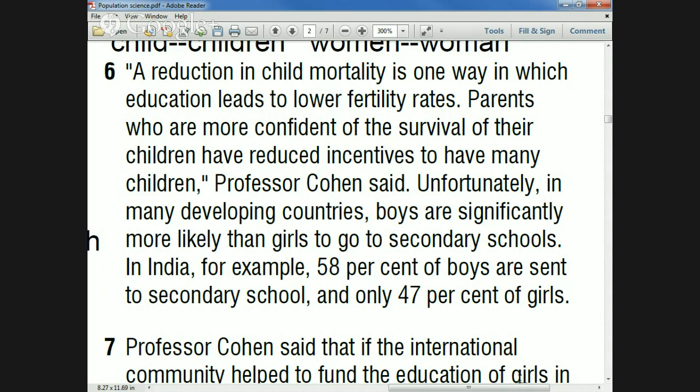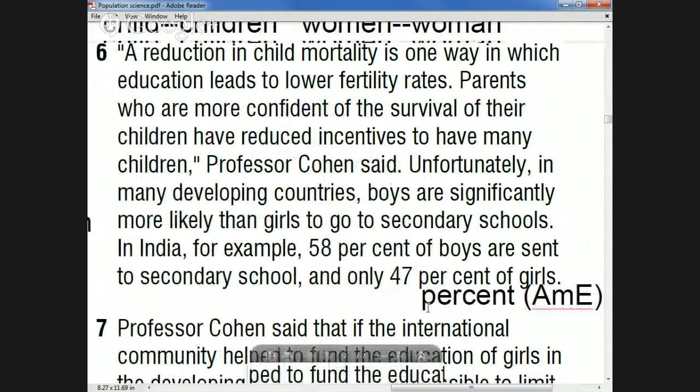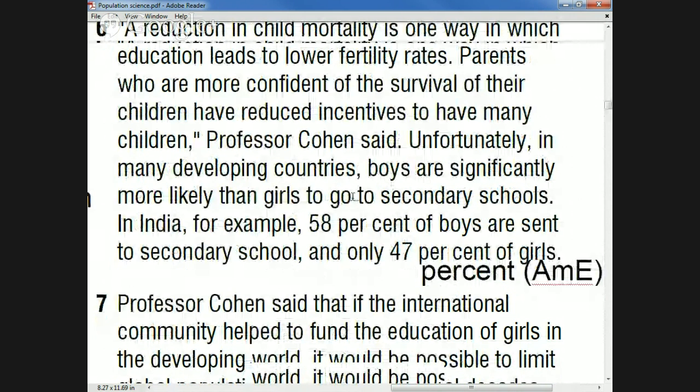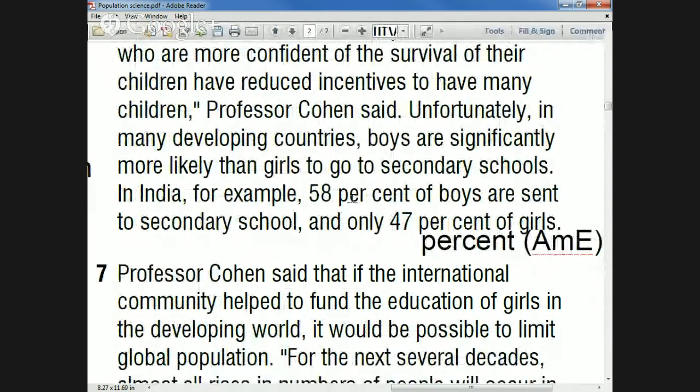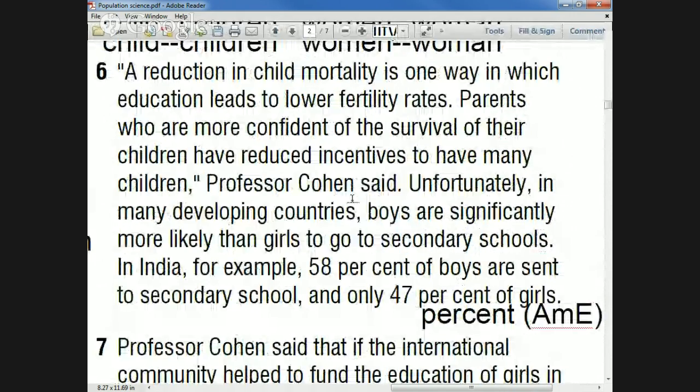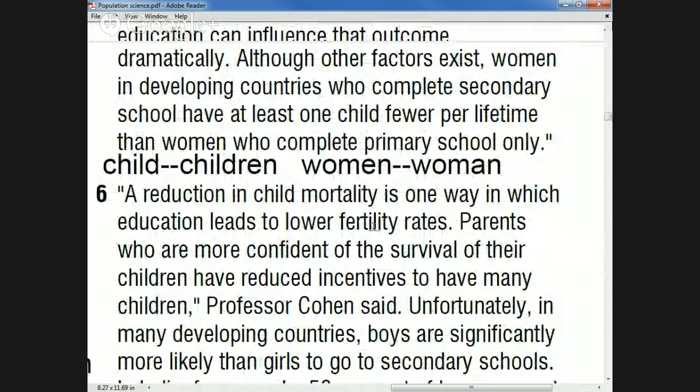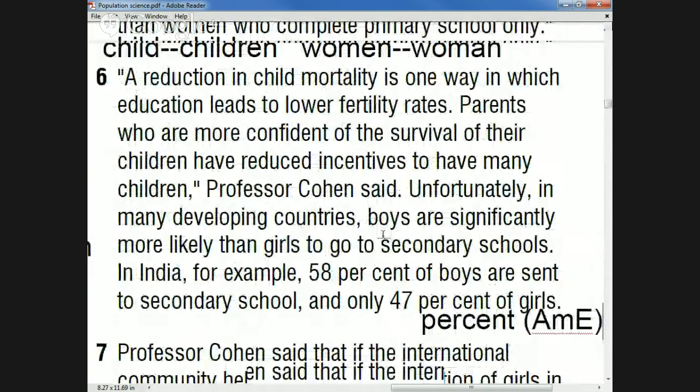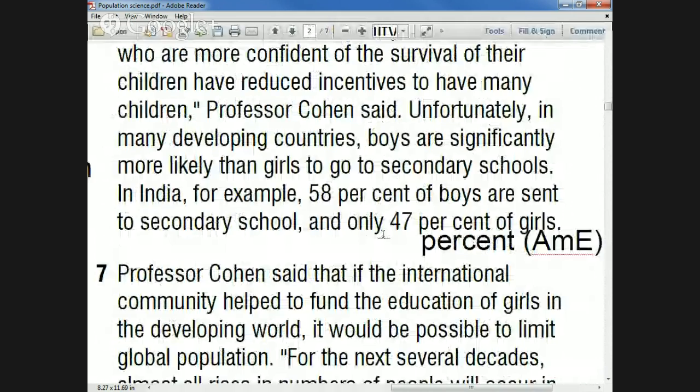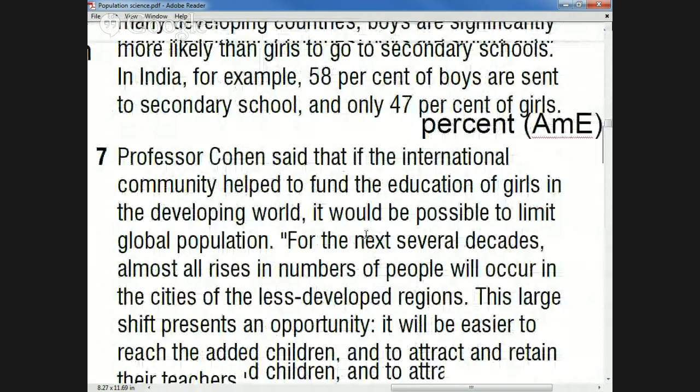Okay. Percent, yeah. And then just an FYI, in American English, we spell it like that, without a space. Just one difference. Are there any words or phrases in this paragraph? No. Okay. All right.